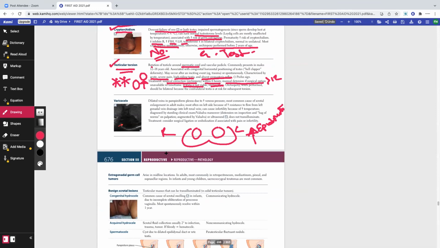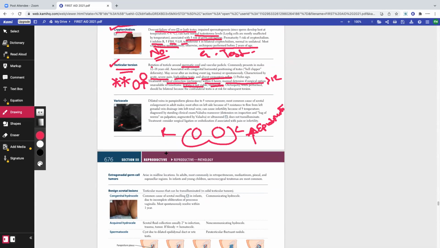Next one is a varicocele. Is everyone ready? Yes or no? Is everyone ready? Varicocele. What is a varicocele? Do we get left-sided varicocele more or right-sided varicocele more? Fast answers, please.